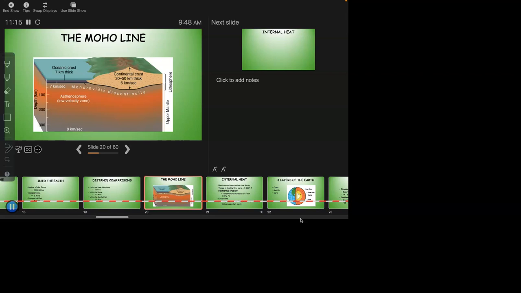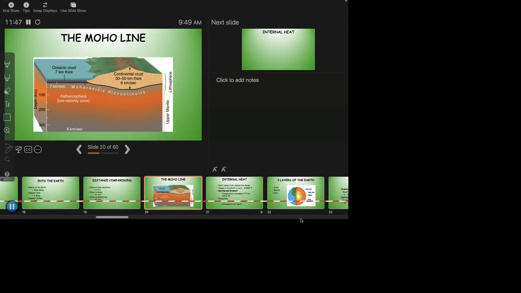So this gave them the opportunity finally to say, oh, okay, at this depth, fairly evenly around the outside of the earth, we have a change in velocity, which equals a change in consistency of the material, which is, oh my gosh, let's call this the boundary between the crust and the mantle. Which, short story long, that's what the Moho line is, the boundary between the crust and the mantle.